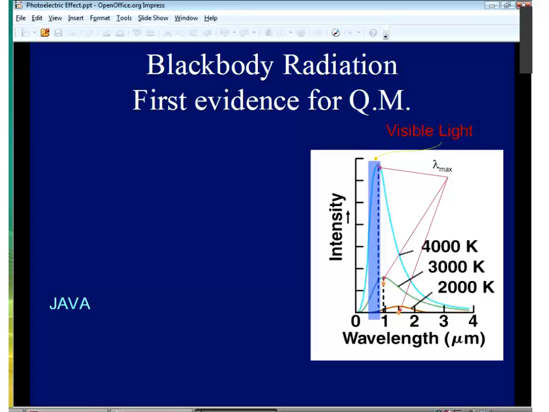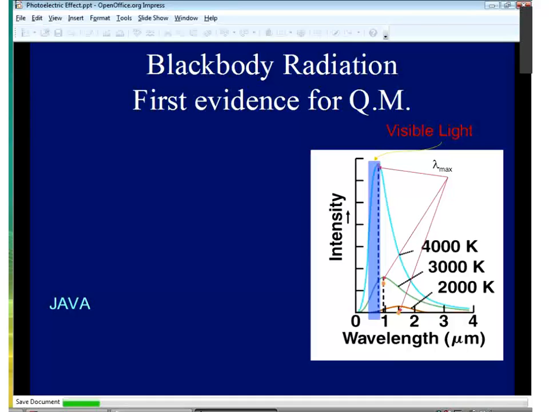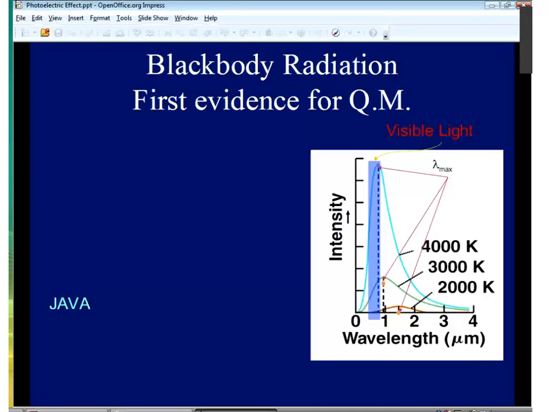This topic of photoelectric effect is also about quantization. When we talk about photons, it is like a packet of energy, going in packets, quantized. So in that context, we need to look at the first evidence of quantum mechanics.